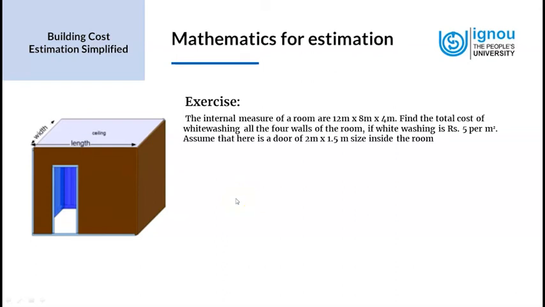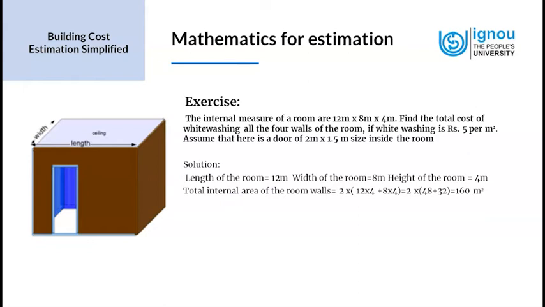So how do we find the area that is required for whitewashing, and how do we calculate the cost of whitewashing? The solution is, the length of the room, width of the room, and the height of the room are given, which are 12 meters, 8 meters, and 4 meters respectively. And now we find the total internal area of the room walls, and the way we find is, we find 12 into 4, that's one side, where 4 is the height, and the other side is 8 into 4. And because there are two sides of these lengths, we multiply by 2.